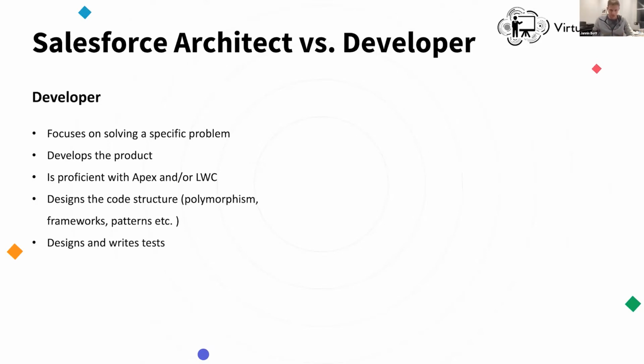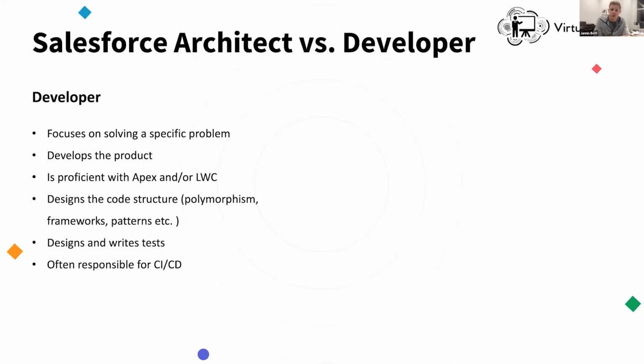Obviously, as a developer, you are in charge of designing and writing tests. So that means positive tests, negative tests, right? Unit tests, all that kind of stuff is normally within your remit. And I guess most organizations expect that a feature is not complete unless it's been tested.